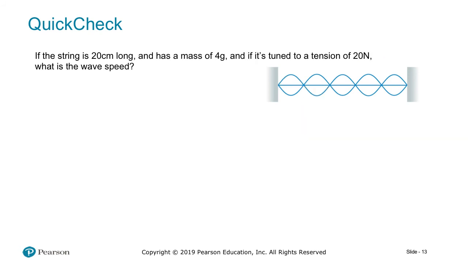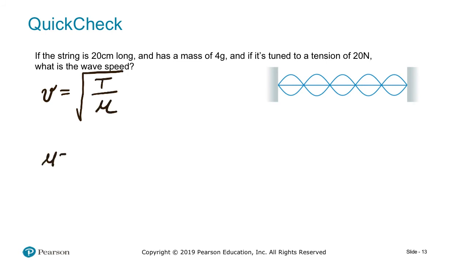The string is 20 centimeters long, has a mass of 4 grams, and a tension of 20 newtons. What's the wave speed? And remember, if you're saying to yourself, wave speed, it's a standing wave. Remember, standing waves are made up of traveling waves that interfere. So there is a velocity, even though you can't really tell, as the waves move back and forth along the string. And for waves on a string, the velocity is the root of the tension divided by the linear density.